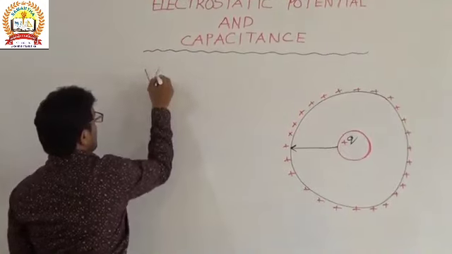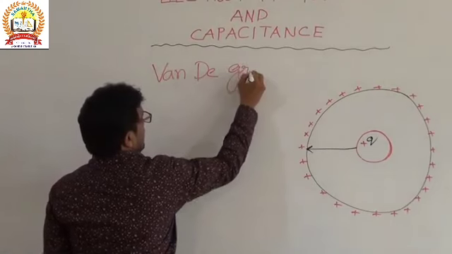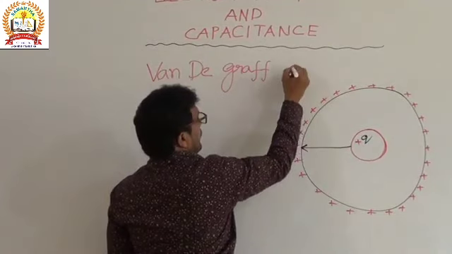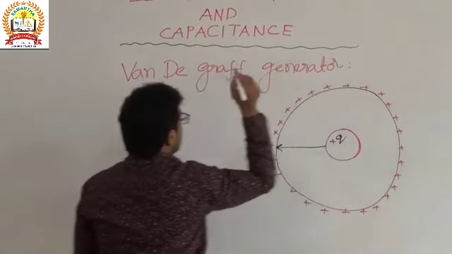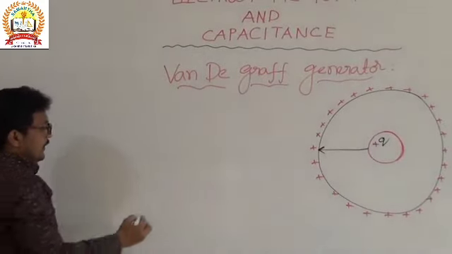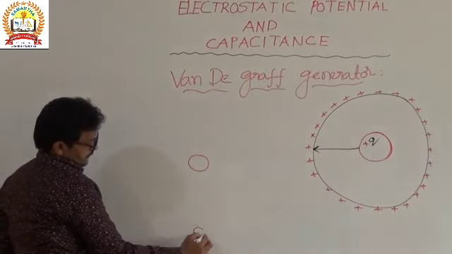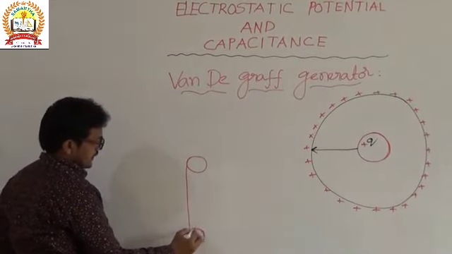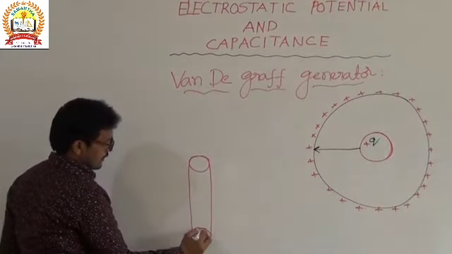The name is the Van de Graaff generator. So in the Van de Graaff generator, we have the belt. We use a rubber belt to rotate the wheels, like spheres.